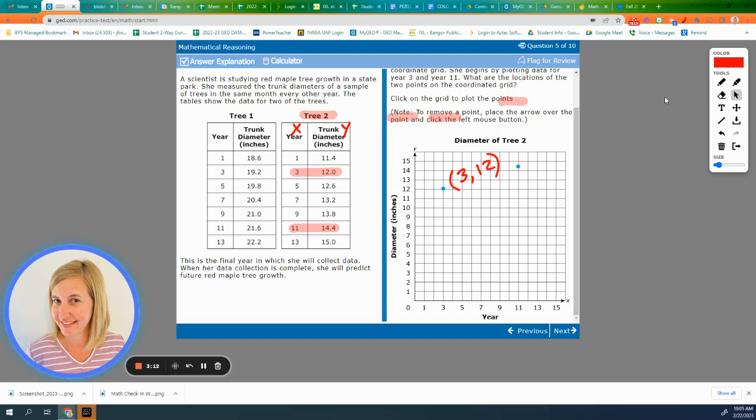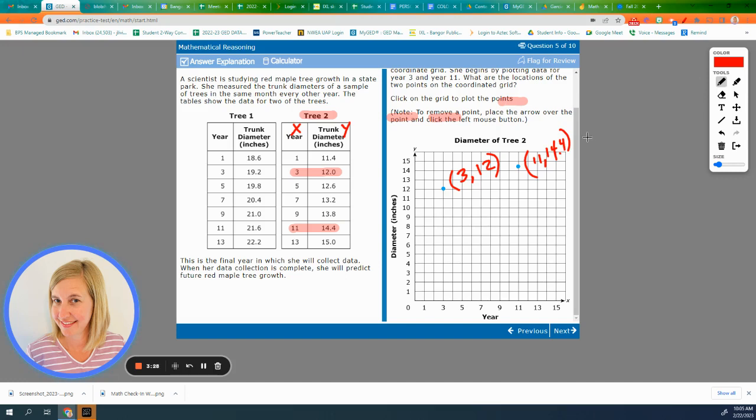Okay, so I've got my 2 points. Let's label this second point. You don't have to label it on the test, but I'm just doing that for our reference. So this is 11, 14.4. Okay, so there's our 2 points. So that is all this question asks us to do.